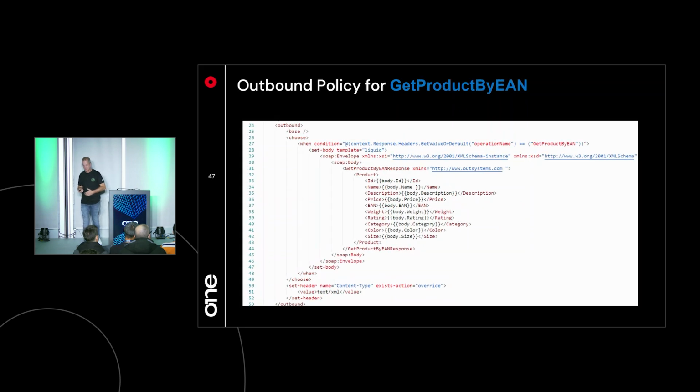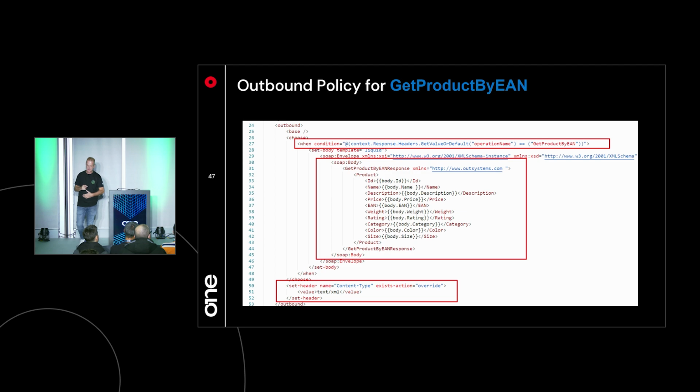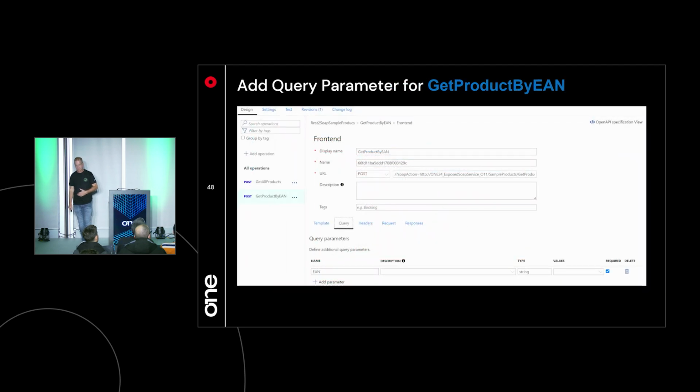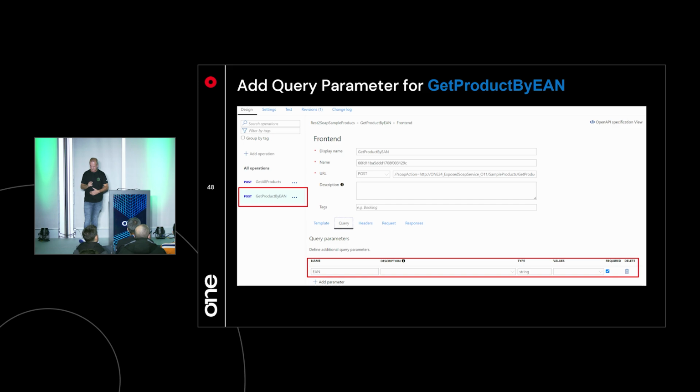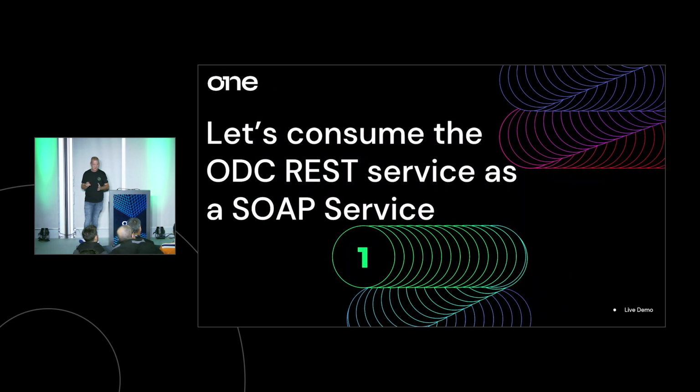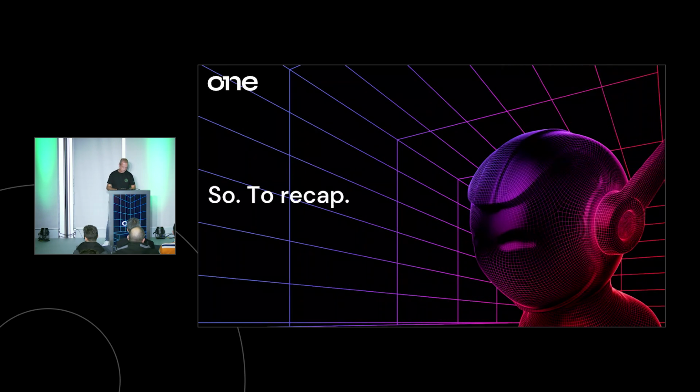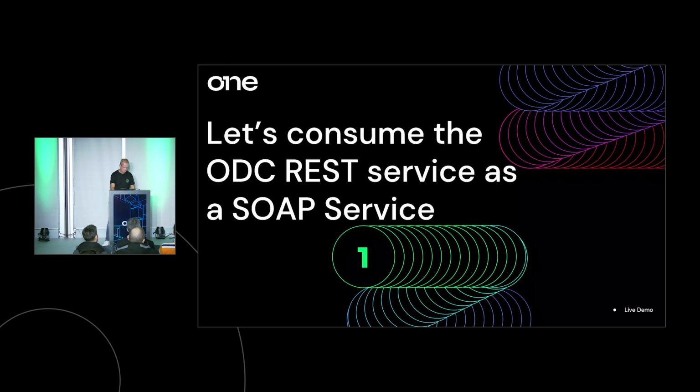For the other method, we follow the same steps: the condition, the body, and the content type. We also need to ensure that we create the get product by EEN input parameter here. This is how you can do it. And that's basically it. Now we could also test this interface. All right, so let's start doing that.